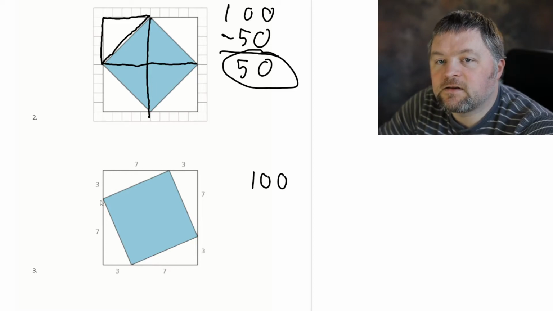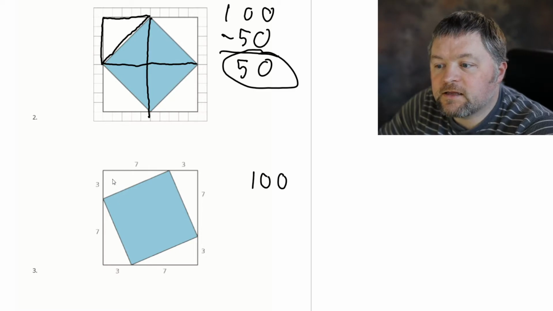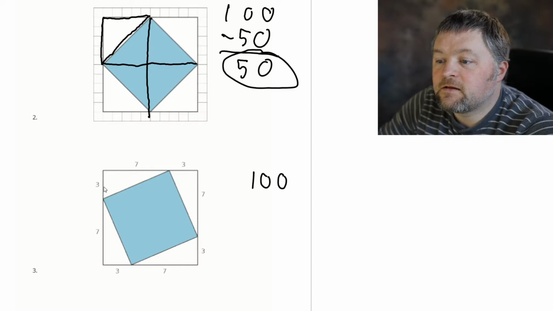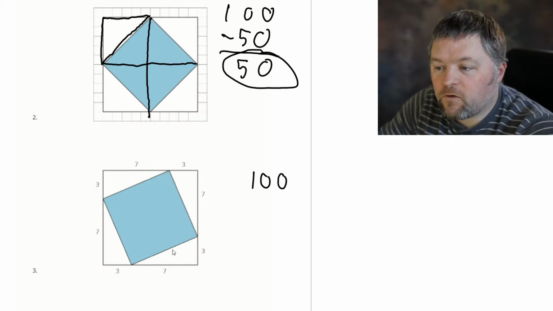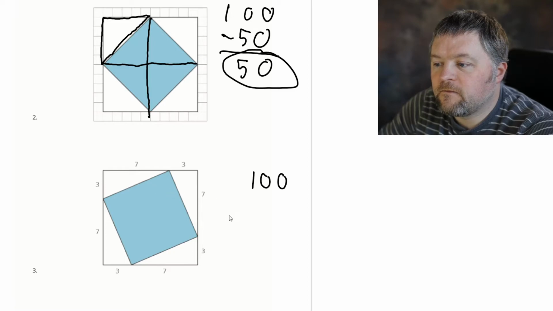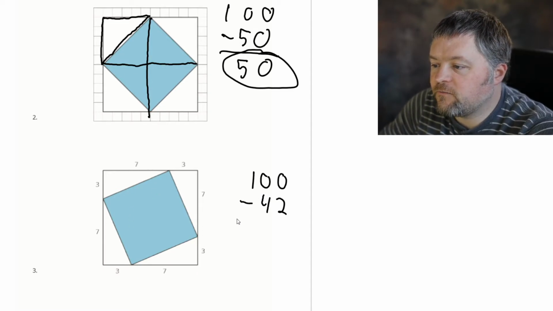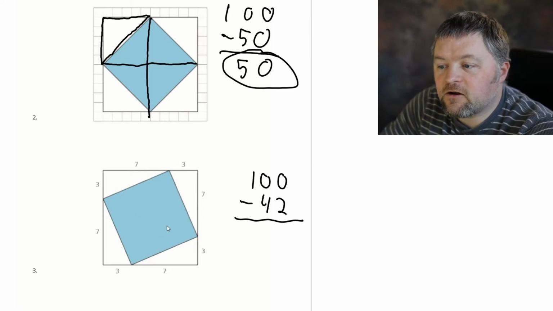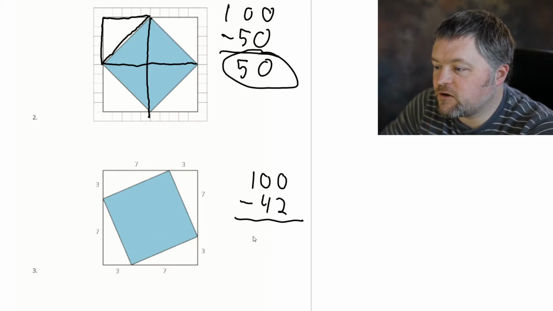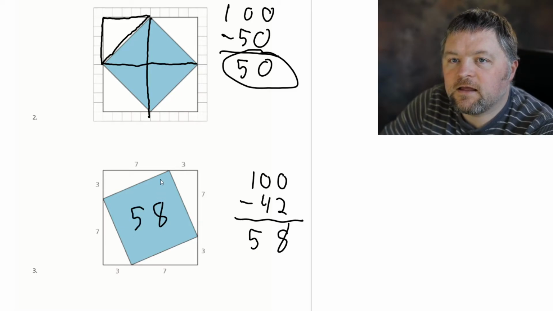is 7 times 3, which is 21. 21 divided by 2 is 10 and a half. 10 and a half times 4, because there are 4 of those, is 42. So the area of these outer triangles is 42. If we subtract those, we wind up with an inner area, a blue shaded area of 100 subtract 42, which is 58. So the area of this one is 58.